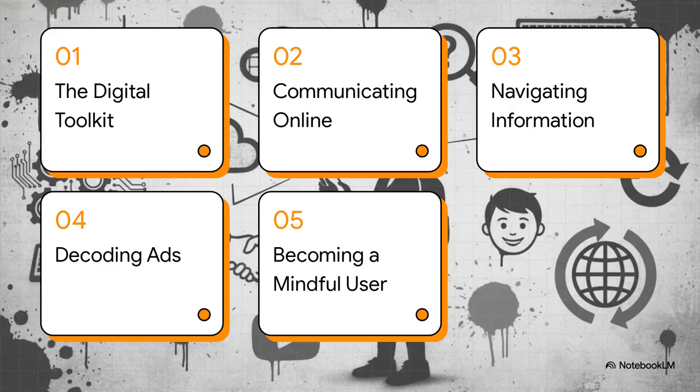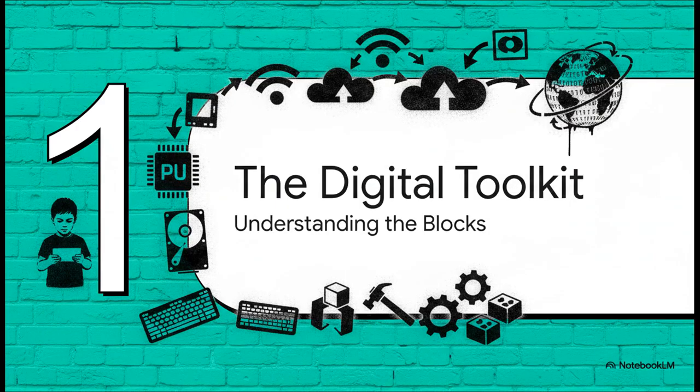All right, our journey through this textbook is going to cover 5 key areas. First up, the digital toolkit. Then, communicating online safely. After that, we'll tackle navigating the information jungle. Then, decoding ads and influence. And finally, we'll look at becoming a mindful user. So first up, the digital toolkit.